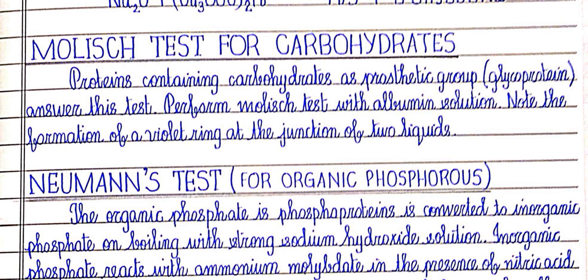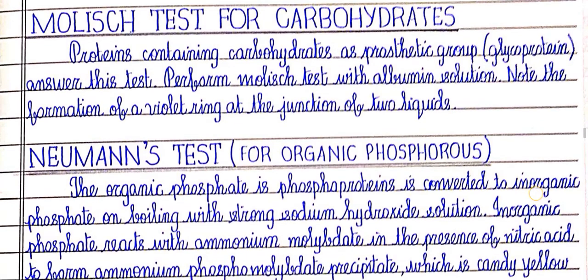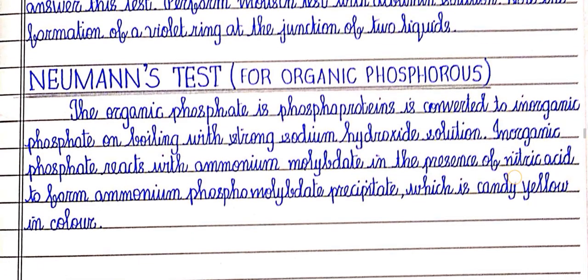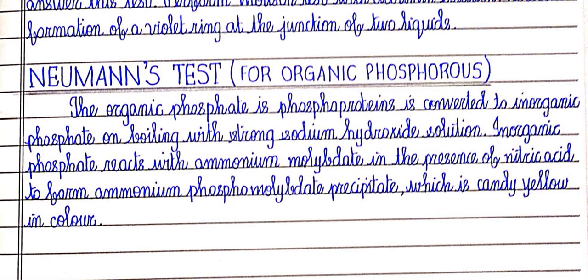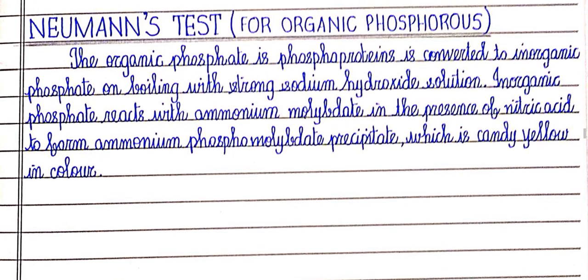Then Newman's test for organic phosphorus in amino acids. The organic phosphate in phosphoproteins is converted to inorganic phosphate on boiling with strong sodium hydroxide solution. Then inorganic phosphate reacts with ammonium molybdate in the presence of nitric acid to form ammonium phosphomolybdate precipitate, which is canary yellow in color.